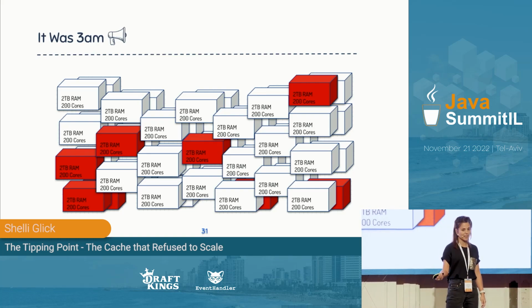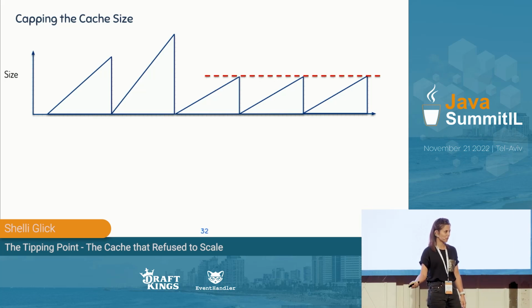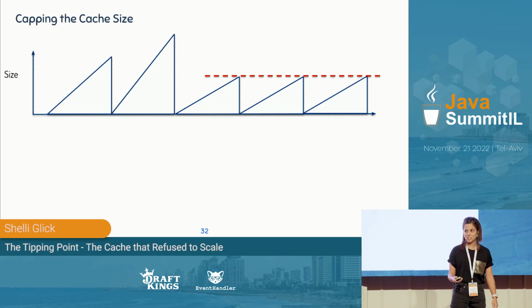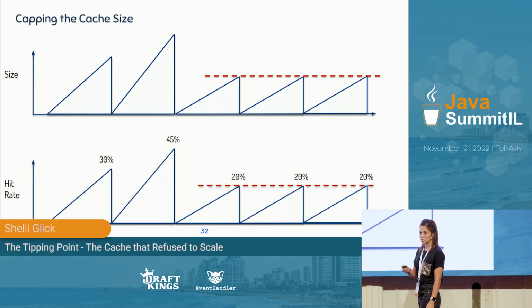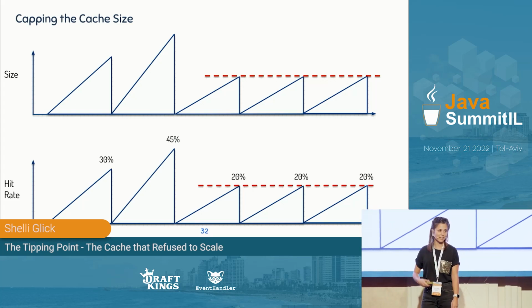So we did the easy thing. We limited its size, and the issue was over. The problem is, the metric that usually correlates with cache size is cache hit rate. And by limiting the cache's size, we limited our hit rate as well and lost the cache's effectiveness.